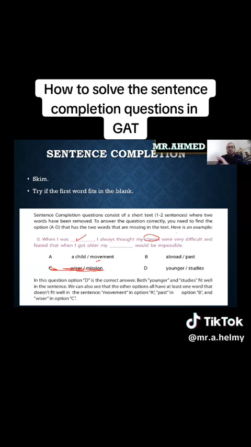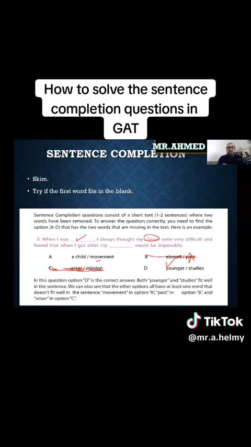So: "When I was abroad, I always thought my classes," so the word abroad here might work, "were very difficult and feared that when I got older, my past would be impossible." How can your past be impossible? It doesn't fit the context here. So the word past is wrong, and that makes all of choice B wrong. Okay, so let's move on. Now I'm left with two choices. "When I was younger, I always thought my classes were difficult and feared that when I got older, my studies would be impossible." Yes, this one works perfectly.